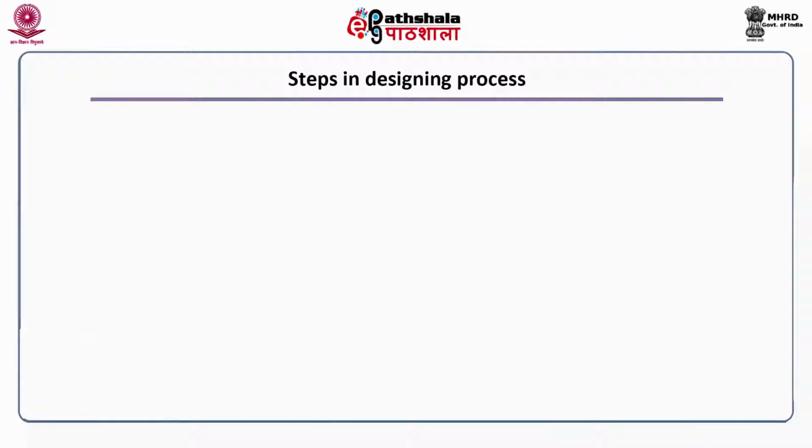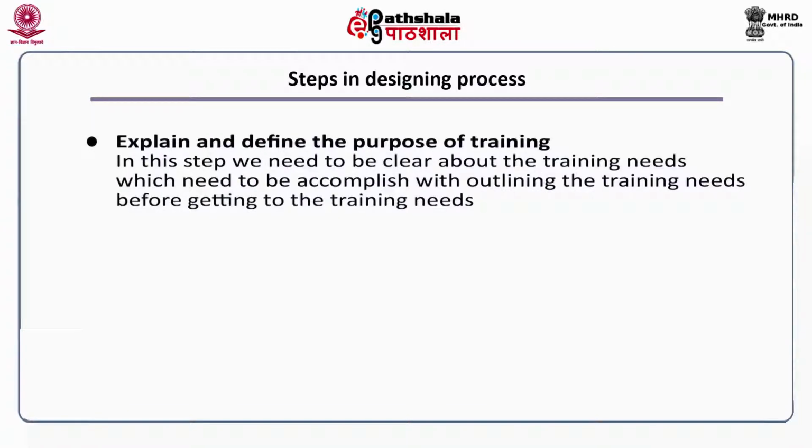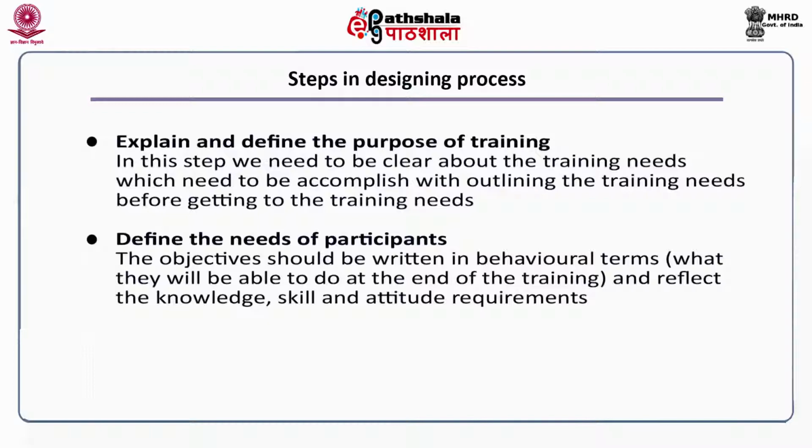Steps in designing process. The first step is explain and define the purpose of training. In this step, we need to be clear about the training needs which need to be accomplished. While outlining the training needs, it is necessary that we look towards them before addressing them. Second, define the needs of the participants. The objective should be written in behavioral terms, that is, what the participants will be able to do at the end of the training program, and it should reflect the knowledge, skill, and attitude requirement of the participant.